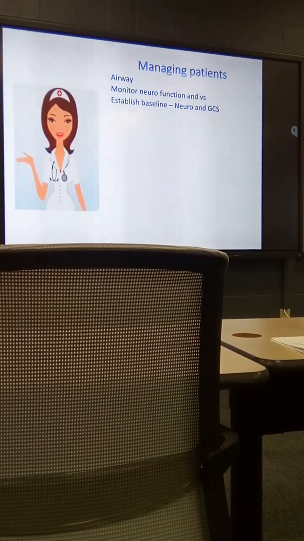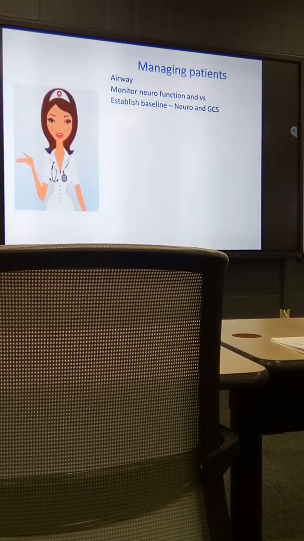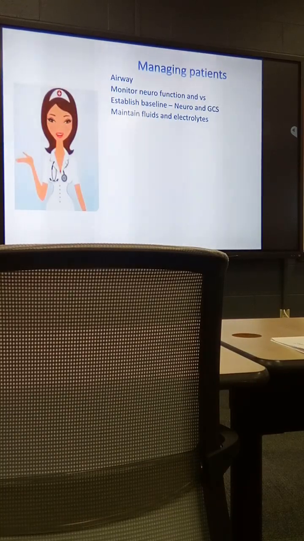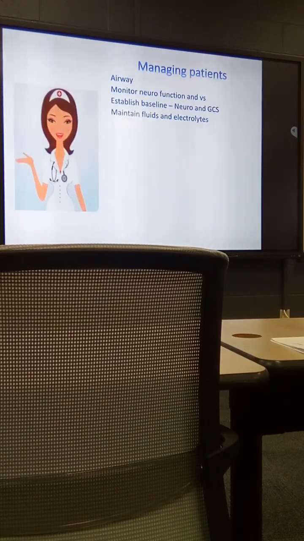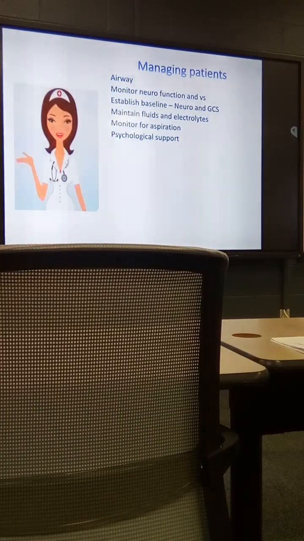Establish a baseline, your Glasgow Coma Scale. I don't know why that's on there. Electrolytes. Oh, I can put it in, never mind. Maintain fluid balance. Monitor for aspiration. Psychological support. Establish a means of communication. I can't stress that enough.